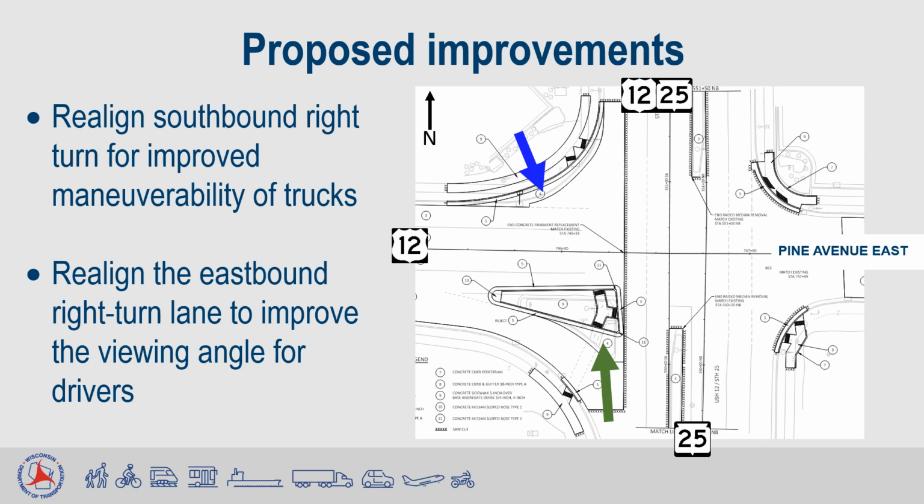Identified by the blue arrow on the screen, the changes in the northwest quadrant will allow for improved movement of large trucks as they navigate from southbound on Wisconsin 25 to westbound on US 12.